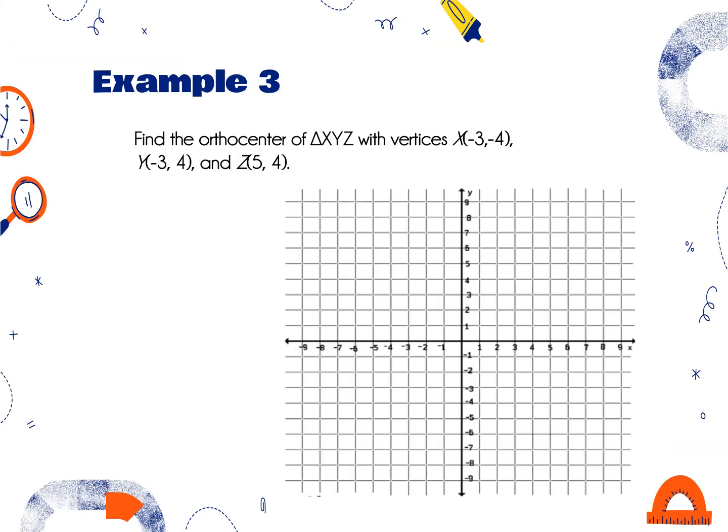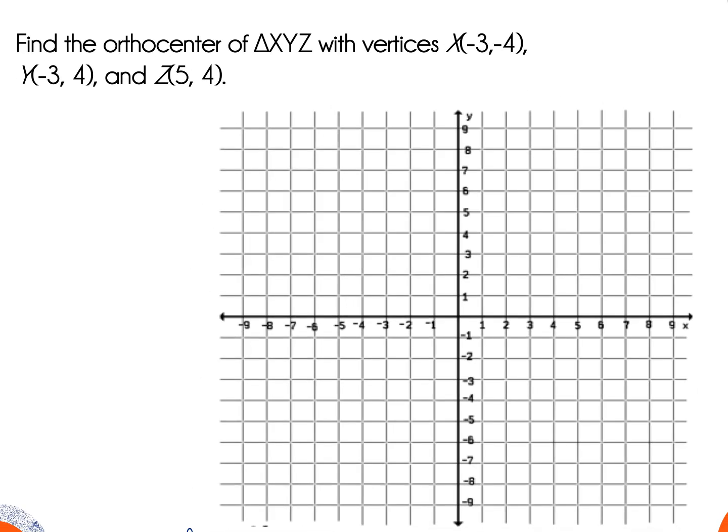Looking at example number 3, it says find the orthocenter of this triangle with those vertices. First thing you have to do is graph it. So graphing it, I have X at -3, -4, which is right here. Y is -3, 4. Here's my Y. And Z is 5, 4. Here's my Z, going ahead and connecting the dots, drawing them as straight as possible.